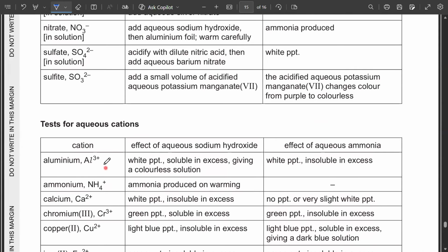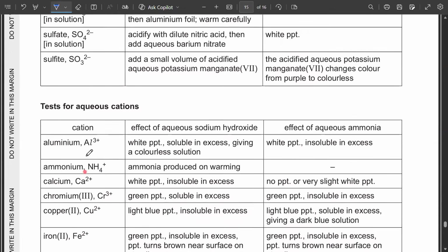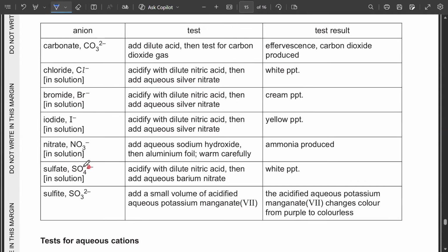We have the ammonium sulfate, and sulfate is over here. And when sulfate is tested with the barium nitrate, you get this observation, white PPT. So a white PPT is formed here.